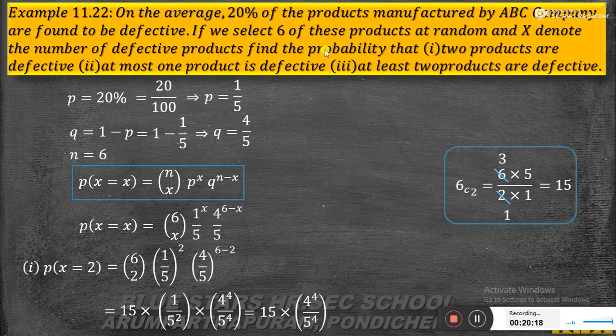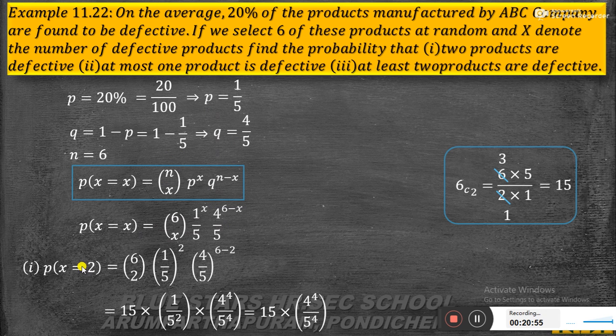Find the probability that 2 products are defective. Next, at most 1 product is defective, and at least 2 products are defective. So first, 2 products are defective. Now I write the binomial distribution here. This is the binomial distribution formula: P(x) equal to nCx p^x q^(n-x). So probability of x equal to x means here n equal to 6, 6Cx, p equal to 1 by 5 whole power x, q is 4 by 5 whole power 6 minus x.